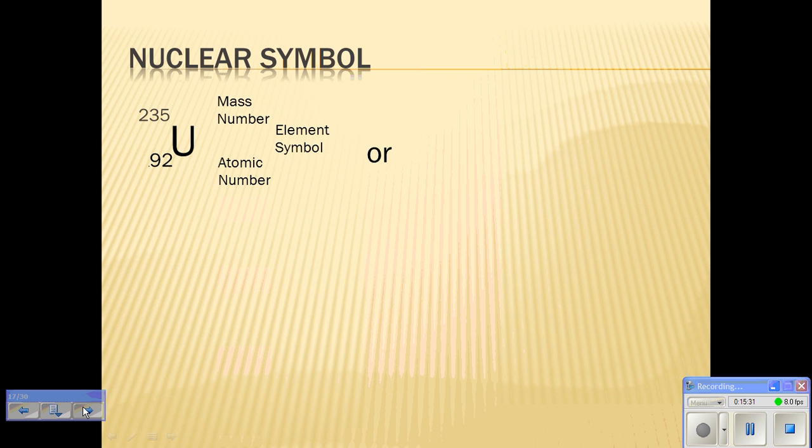Another way you can write this is if you just write the name and then you put a dash after it and write the mass number. So uranium-235 is just another way of writing it. Since I know it's uranium, I can look on the periodic table and find out its atomic number is 92. So the key part is that it has its mass number with it.